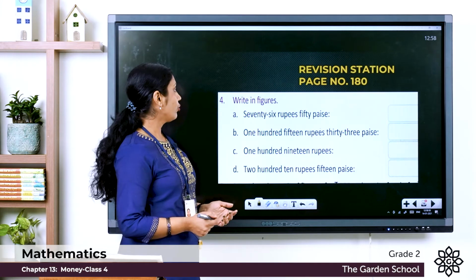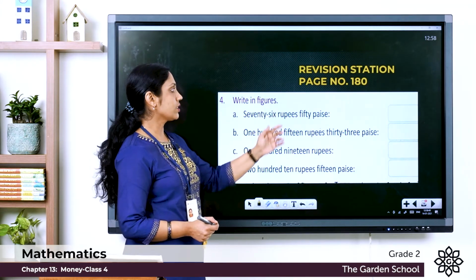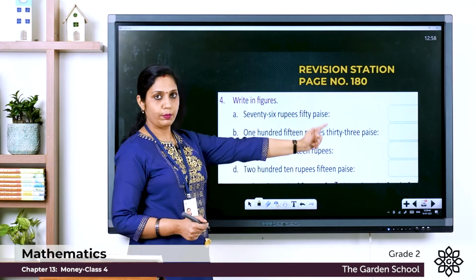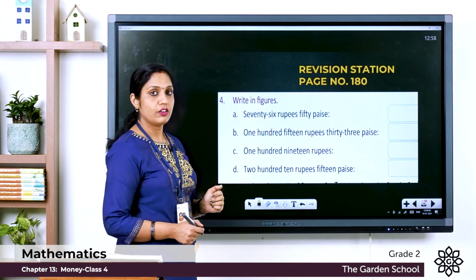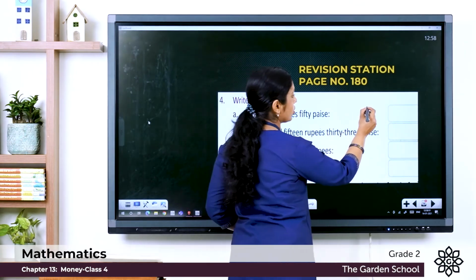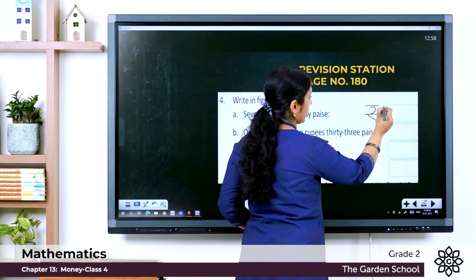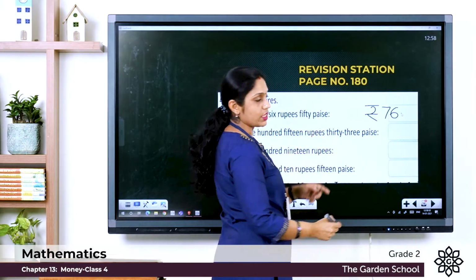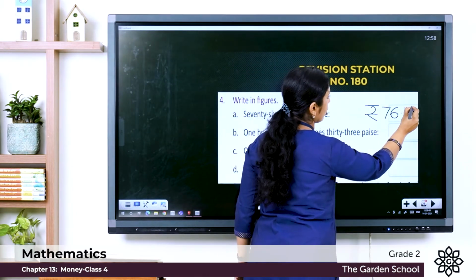Next we'll move on to the fourth question. Write in figures. First one, 76 rupees 50 paise. So we have to write it in figures. First it is 76 rupees. So rupees 76 dot 50 paise. So 50. 76.50.